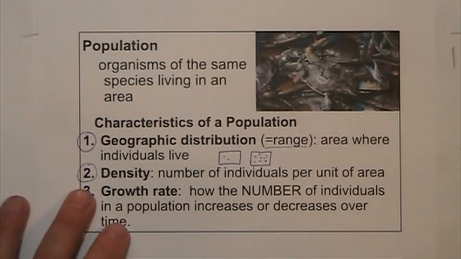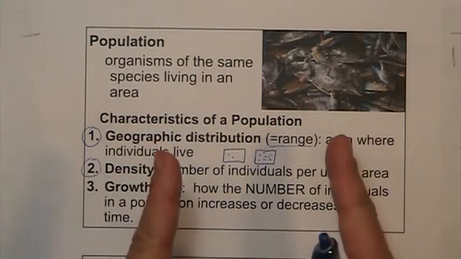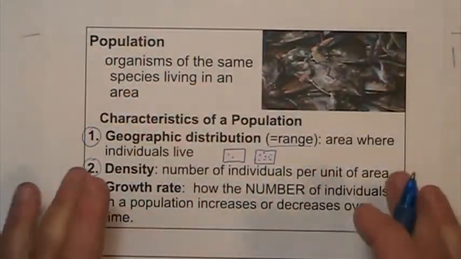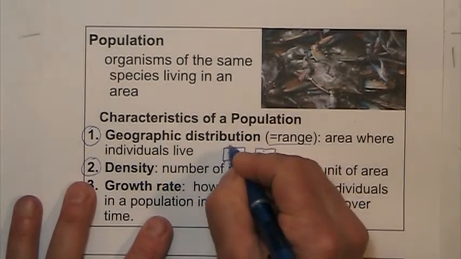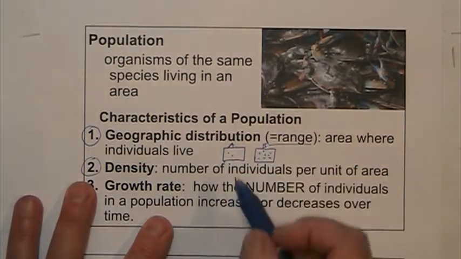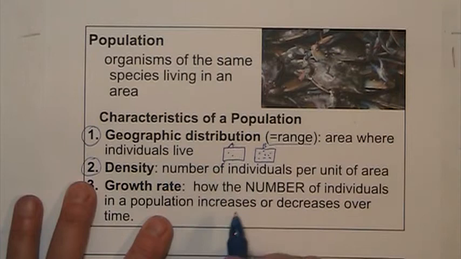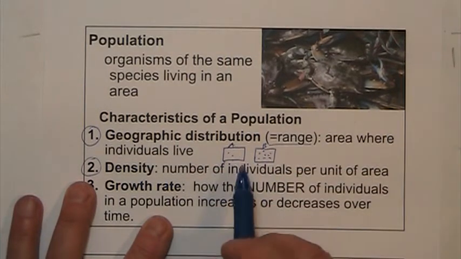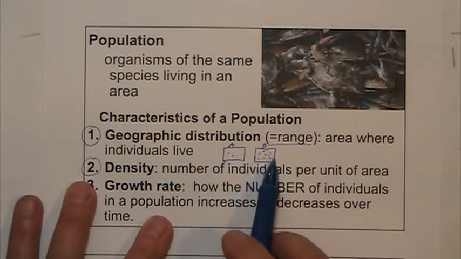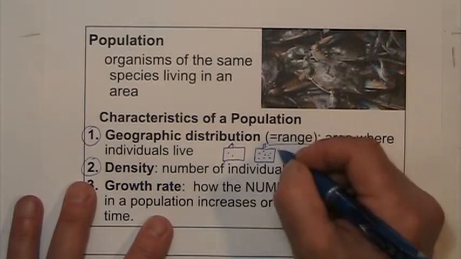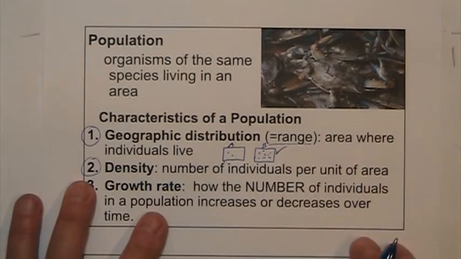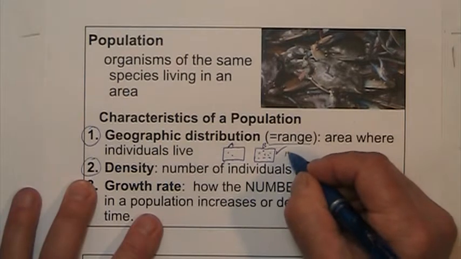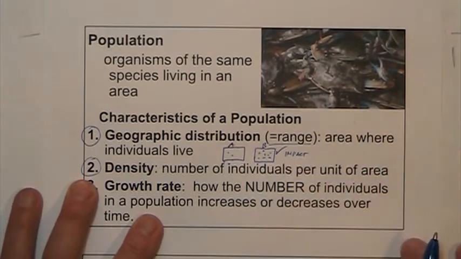Another aspect that you want to know is their density. How many individuals are there per unit of area? Not just in total, per unit of area. So if I have here two areas, area A and B, and the areas are the same, pretend my rectangles are the same size. Here I have two individuals and I have here eight individuals. Obviously, this is going to have a higher density, number of individuals per unit of area, and that is also going to have an impact on the resources that they need.